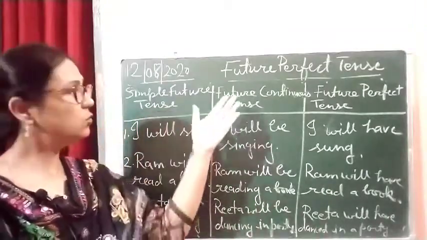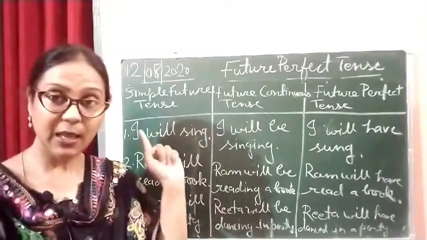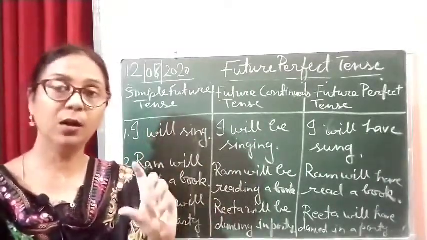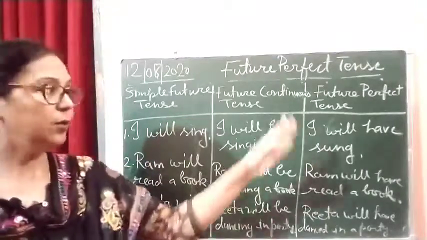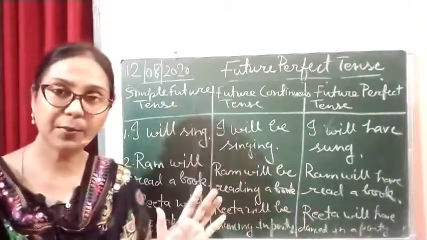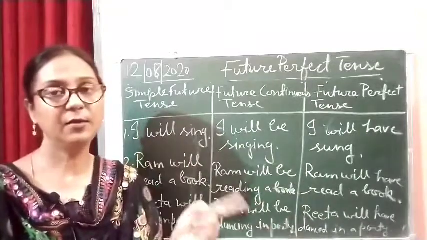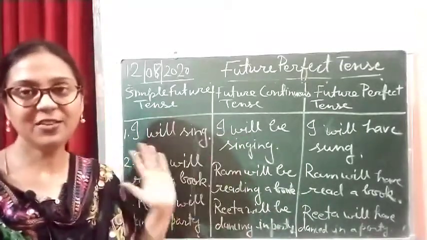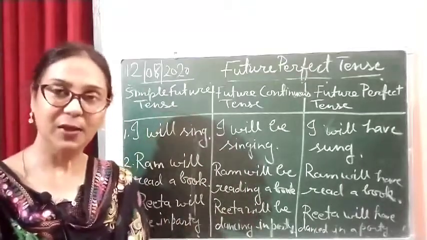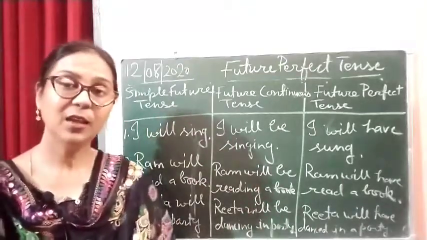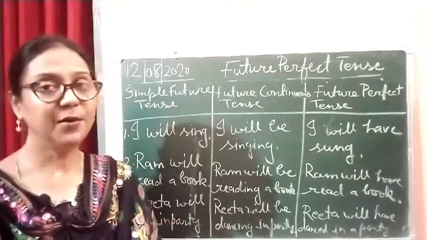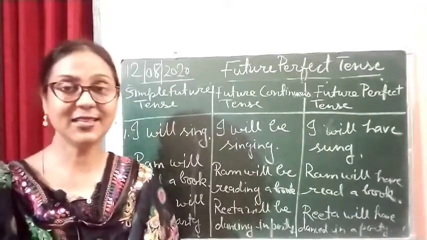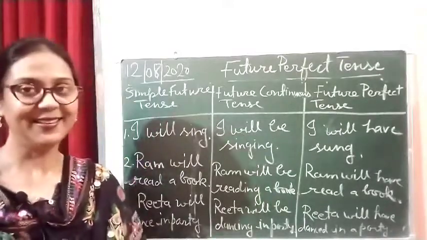Now we are moving to future continuous. In this we have to always remember will be and shall be with verb with ing. Now in future perfect tense we should always remember this: will have, shall have, and past participle. So this way we have completed three forms of future tense. Now we are moving to future perfect continuous tense. That is also a part of future tense that we are going to learn.